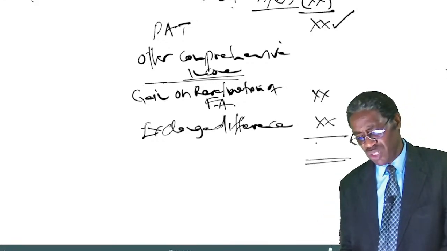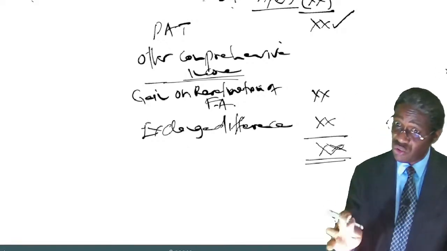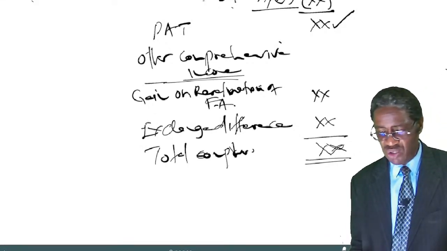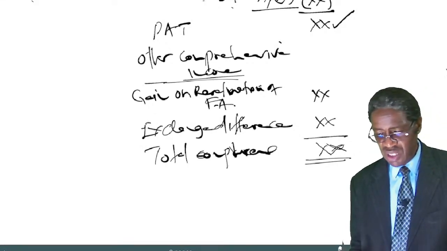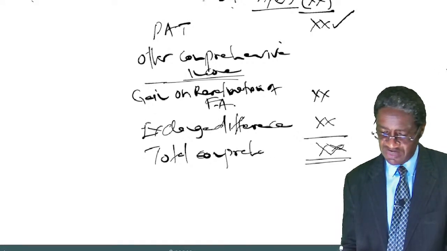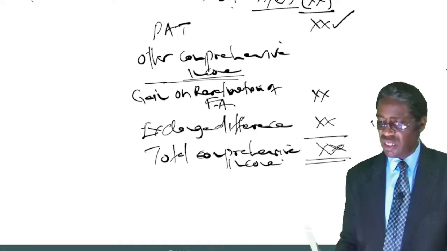Assuming those are the only ones, we normally get the totals, and once you get the total, you now call this figure total comprehensive income. Total comprehensive income. Good.